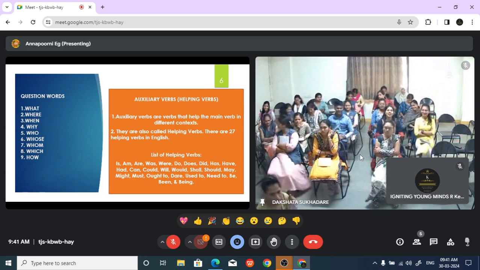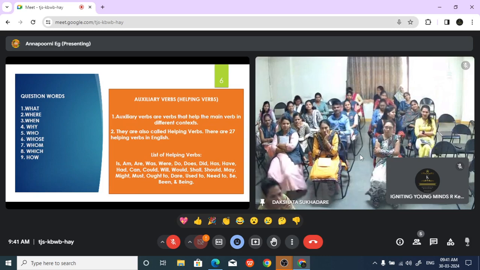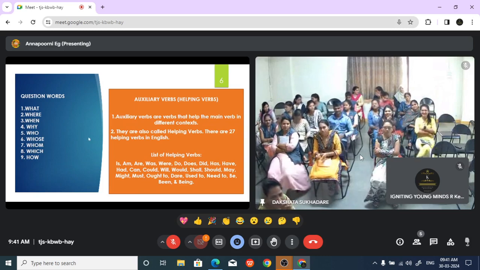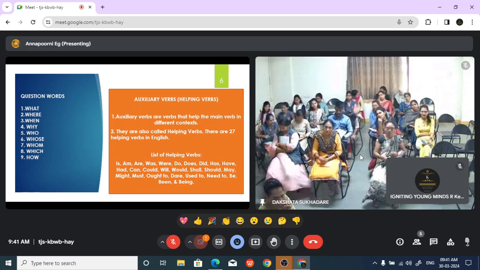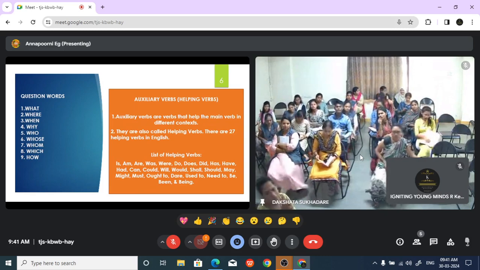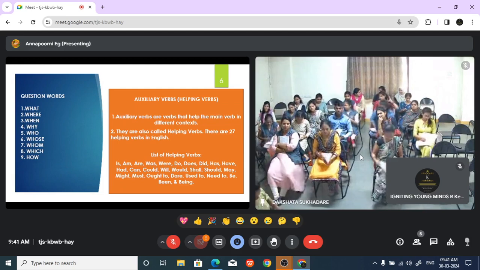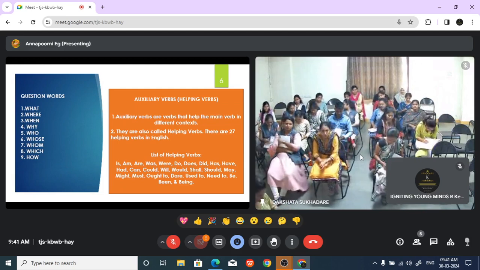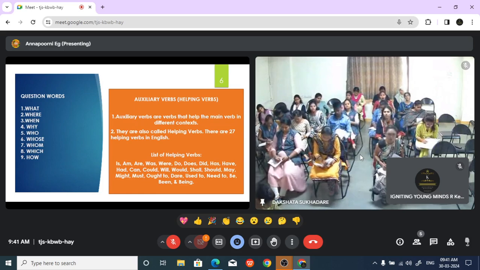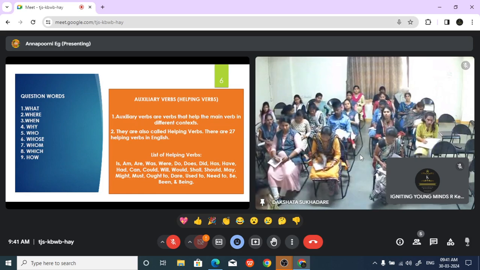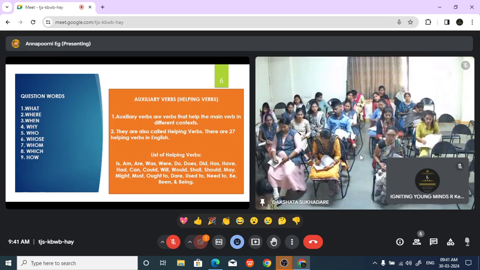So this is how we can frame different kinds of sentences, question sentences, using these helping verbs. Now let's check out the list of helping verbs. There are 27 helping verbs in English. Helping verbs are auxiliary verbs. We technically call them auxiliary verbs, but they are also called helping verbs. Auxiliary verbs are verbs that help the main verb. That is why they are called helping verbs.